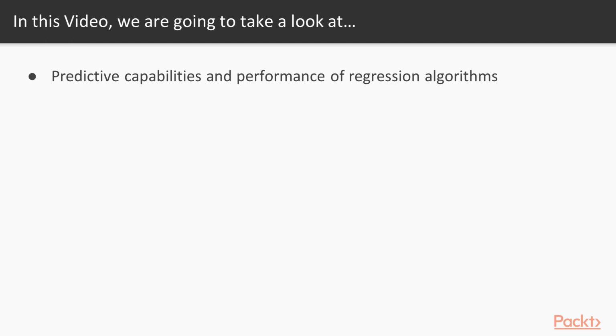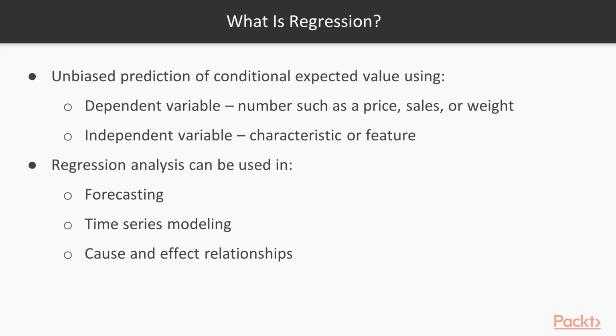In this video, we will look at the predictive capabilities and performance of regression algorithms. Regression means the unbiased prediction of the conditional expected value, using independent variables and the dependent variable. A dependent variable is a variable that we want to predict. Examples of a dependent variable could be a number such as a price, sales, or weight. An independent variable is a characteristic or feature that helps to determine the dependent variable.